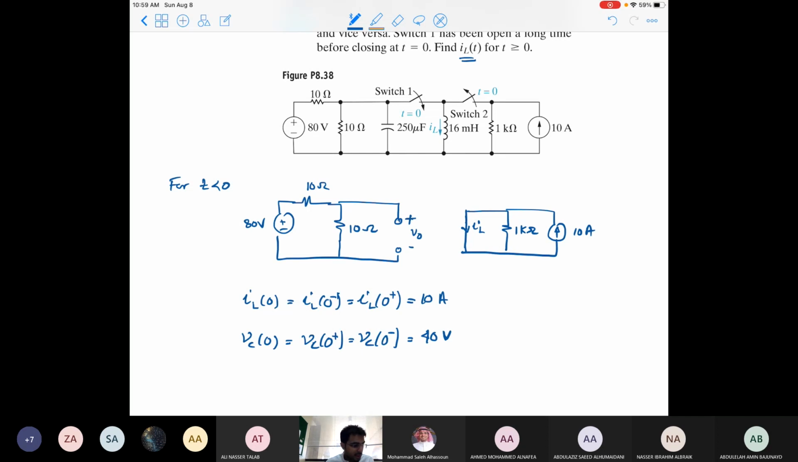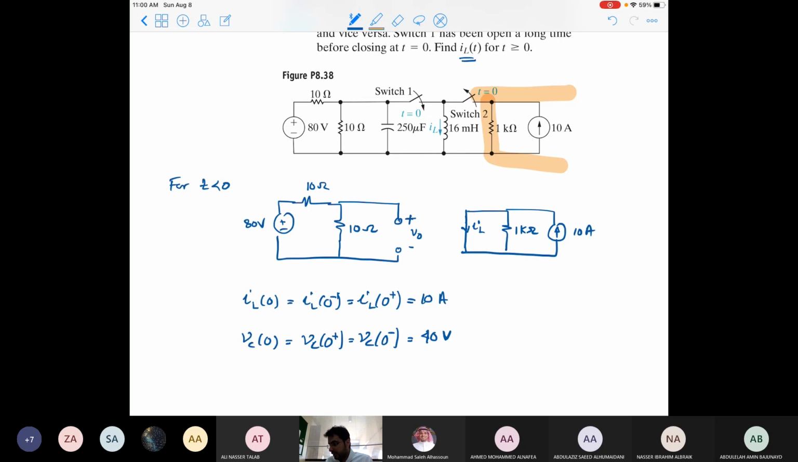So let's study the circuit for t greater than 0. For t greater than 0, this part is removed. So I have 10 ohm, another 10 ohm, 80 volt, 250 microfarad, and 16 millihenry inductor. So what I will do is, this one resembles a parallel RLC circuit.